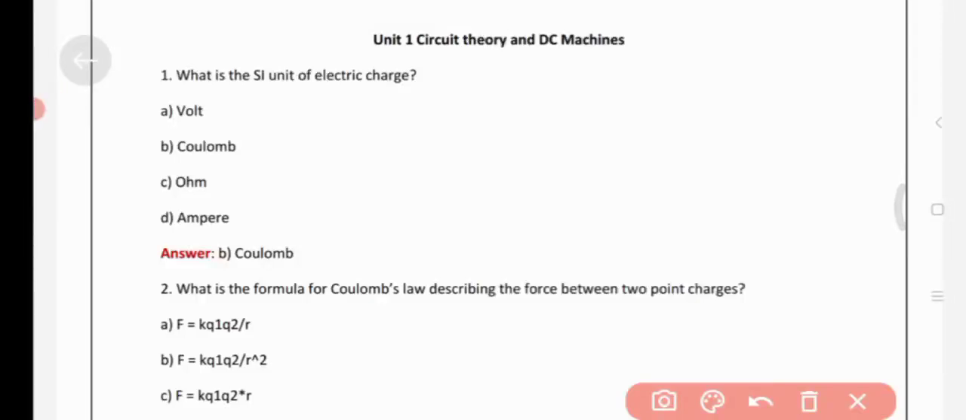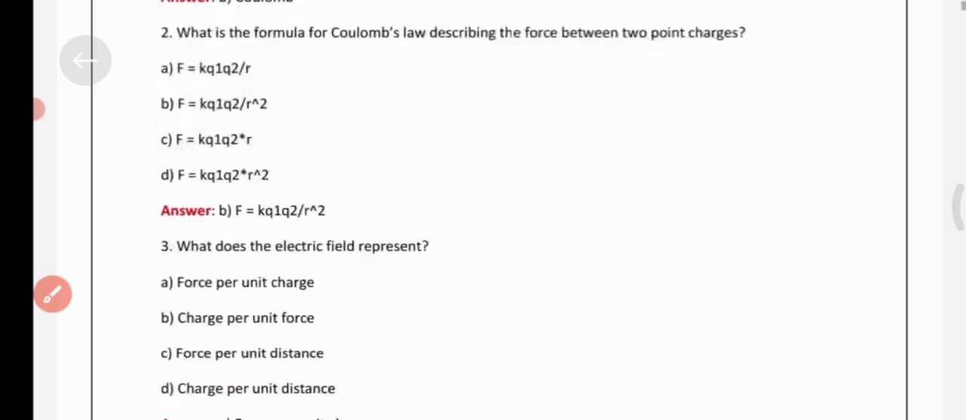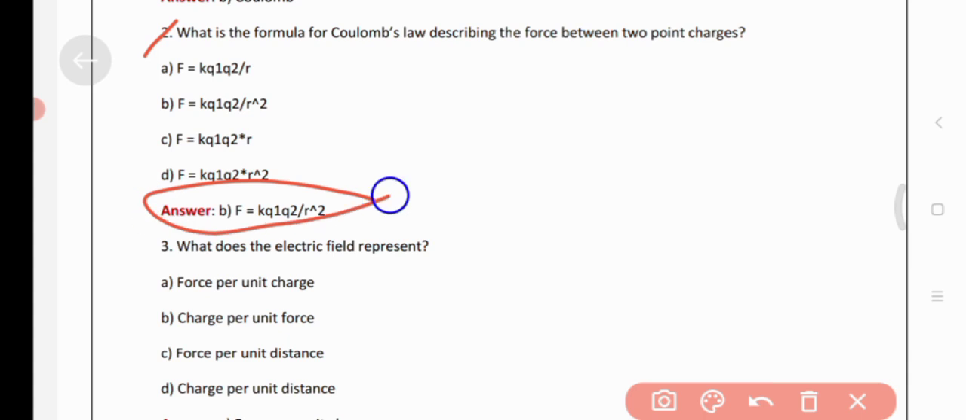Unit 1 Circuit Theory and DC Machines. What is the SI unit of electric charge? Option B, Coulomb. What is the formula for Coulomb's law describing the force between two point charges? Option B, F equal to KQ1Q2 by R squared.